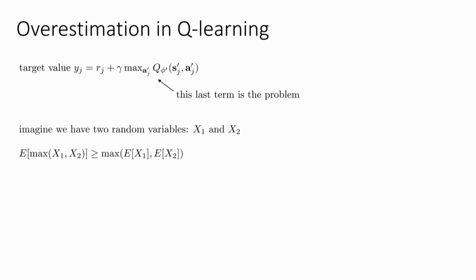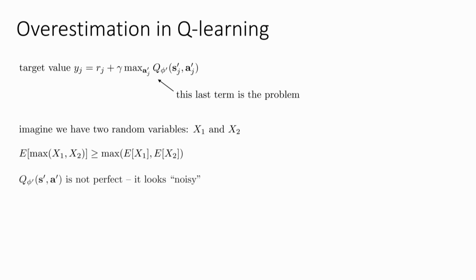That basically says that if you take the max of two noisy numbers, you'll basically pick the one that's bigger plus the noise. And that will always give you a bigger number than the max of their expected values. That's the same as why here the max of the noisy function was always bigger than the max of the true function, provided that it's noisy enough. So that's the basic intuition for why this last term overestimates.